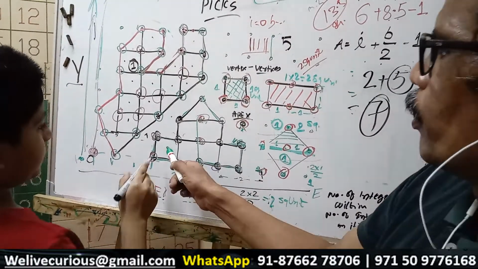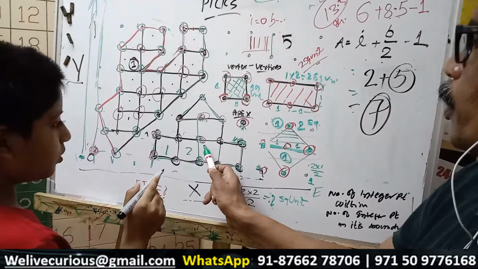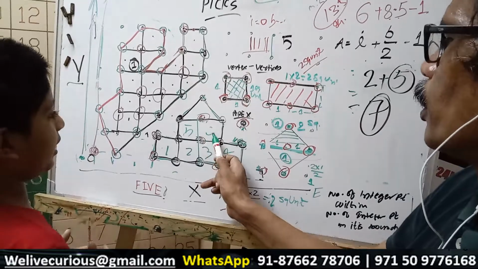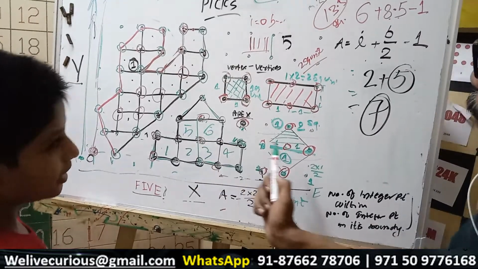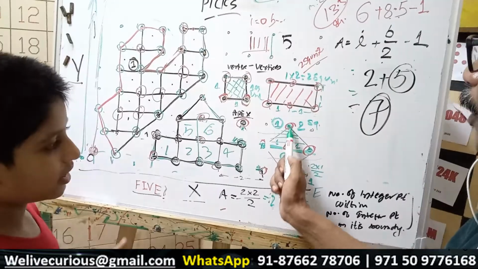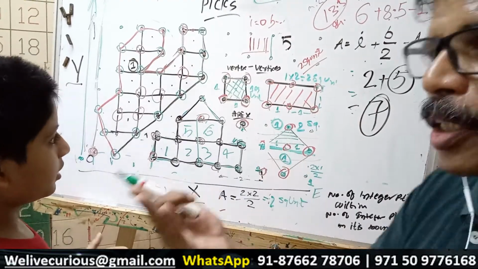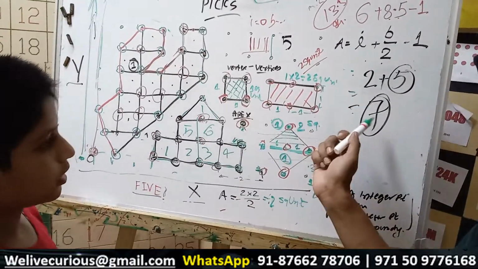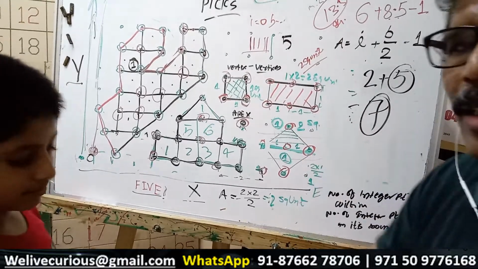Full squares: 1, 2, 3, 4, 5, 6. And you remember here we calculated the area of this and this and this. It was how much? 1. So this is 7. And here it is 7. Done.